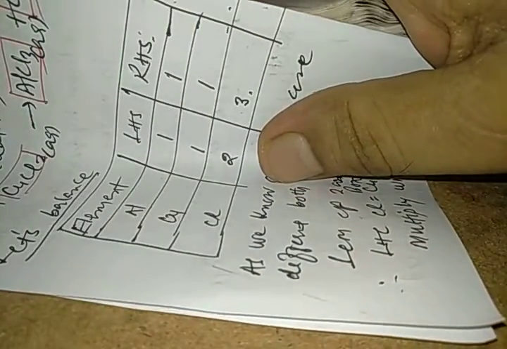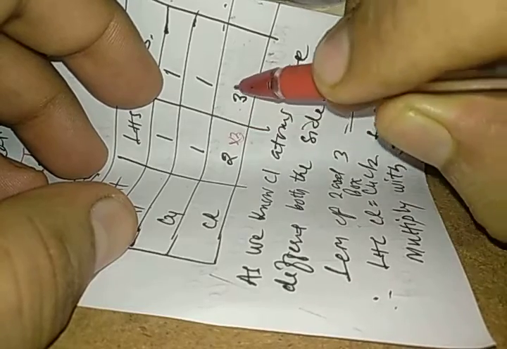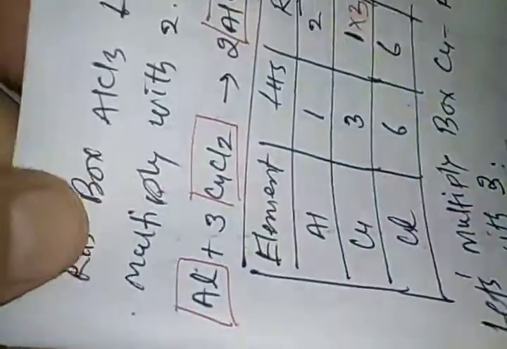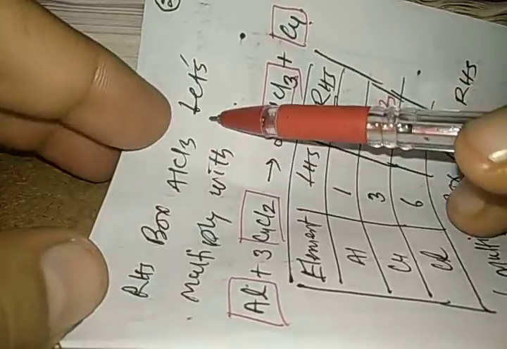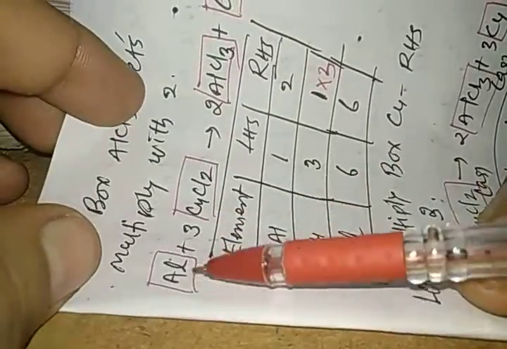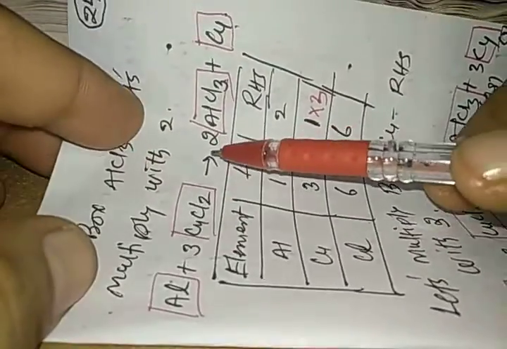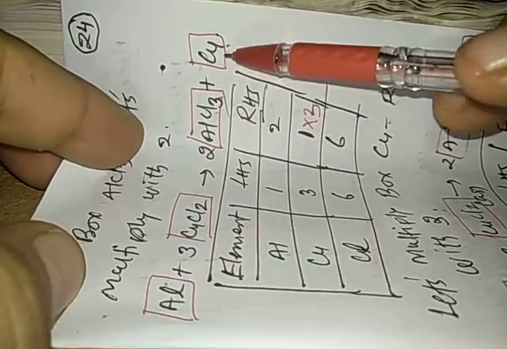So this is what we are going to do next. We are going to multiply this 2 with 3 and this 3 with 2. So when we do this, we'll find this situation. We'll find the box AlCl3. So we'll find Al plus 3 CuCl2, that gives 2 AlCl3 plus Cu.